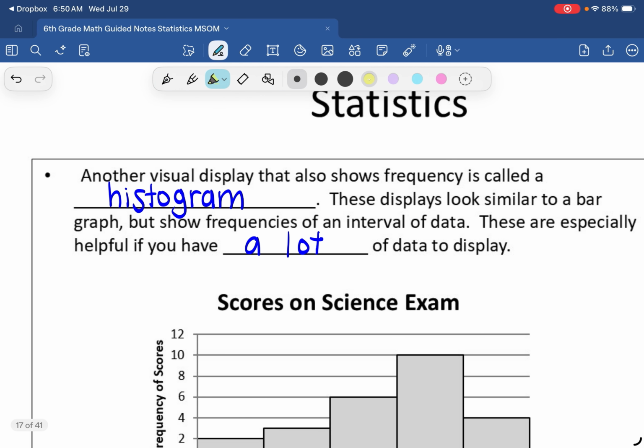Another visual display that also shows frequency is called a histogram. These displays look similar to a bar graph, but show frequencies of an interval of data. These are especially helpful if you have a lot of data. So if you have a lot of data, histograms would be better. If you don't have as much, you would probably want to use dot plots.